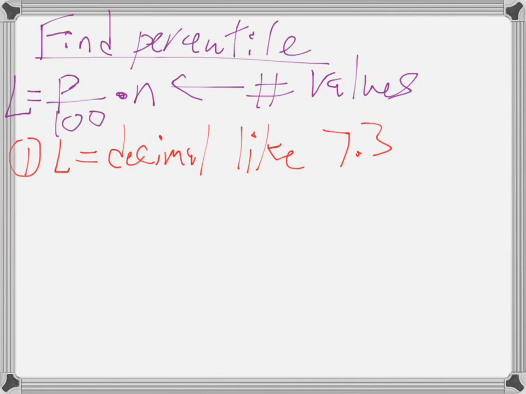If L comes out to be a decimal, round up. Do you know there's a difference between rounding up and rounding off? I'm not saying go to the nearest. I'm saying I would round that up to 8. Does that make sense? It says do not round though. No, that's something different. I'll explain.